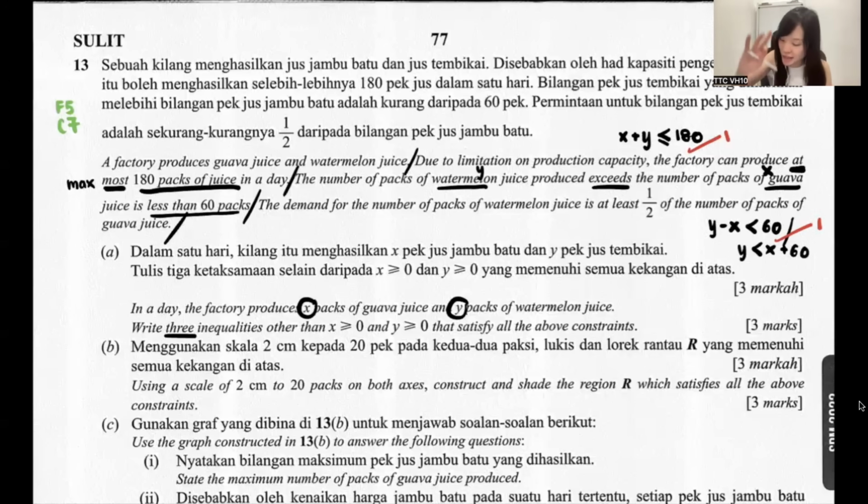Next, continue to read. The demand for the number of packets of watermelon juice, the watermelon juice is what? Is Y. Okay? Is at least 1/2 of the number of packs of guava juice. Guava juice is X. Okay, this one is quite easy. They say the Y is what? The Y is at least. Remember, at least means minimum.